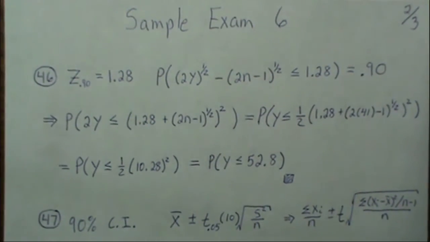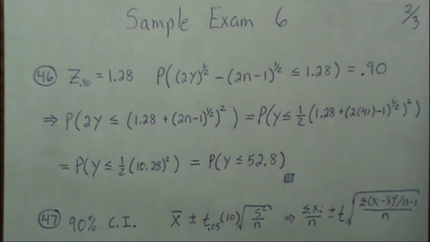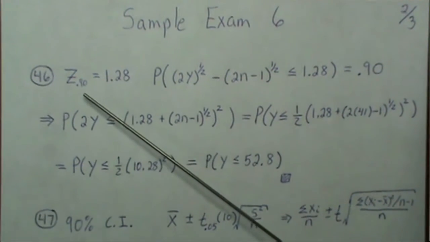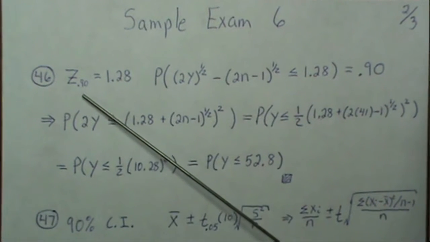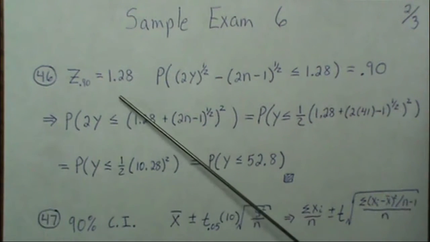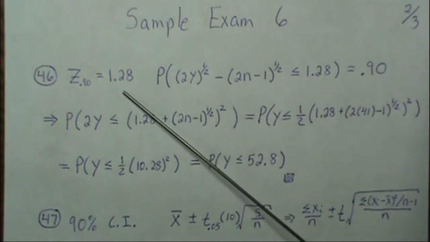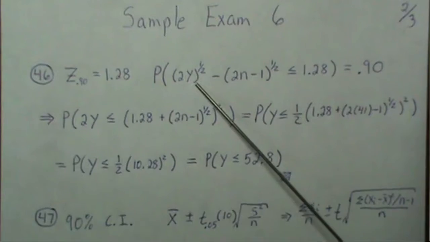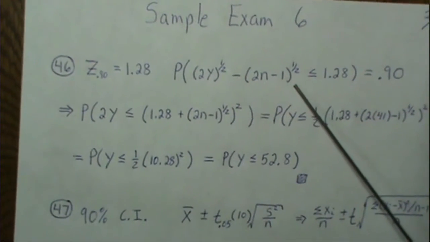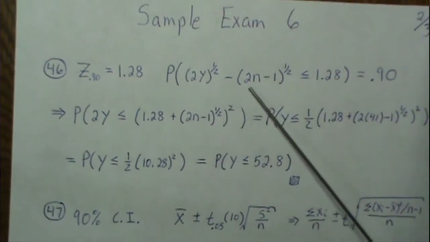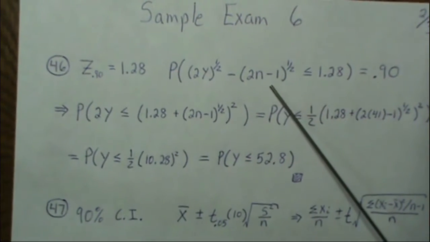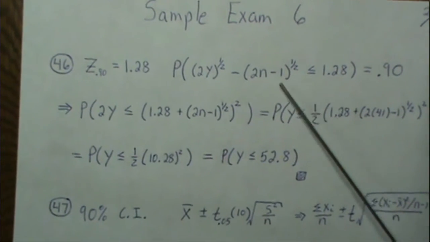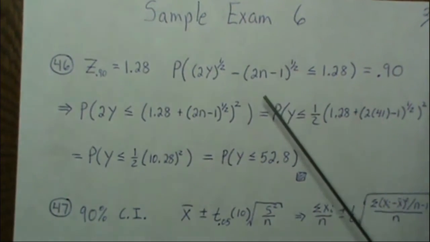So problem number 46, we're asked to find the 90th percentile of y. Before we start, the 90th percentile of a standard normal distribution is 1.28. This piece here follows a standard normal distribution, and we want to find the 90th percentile of y based upon that knowledge.